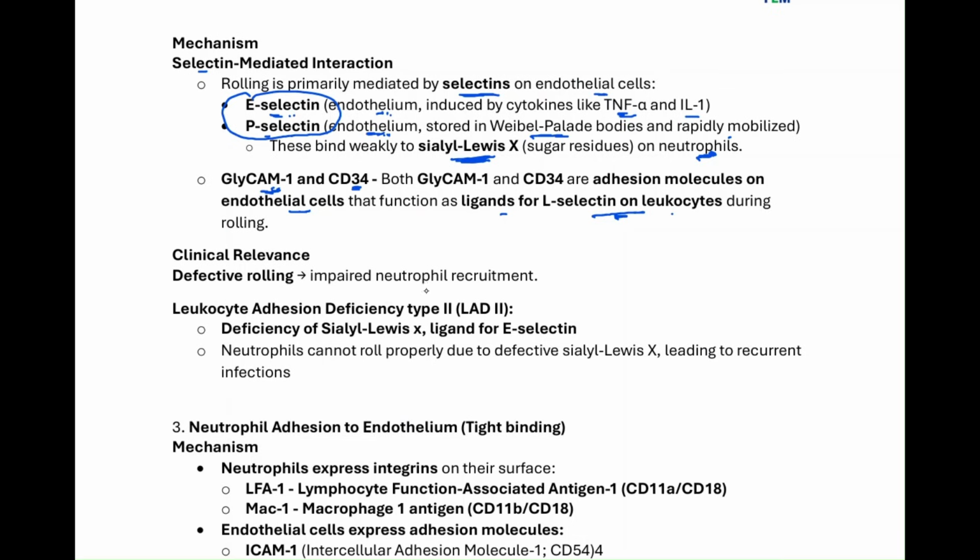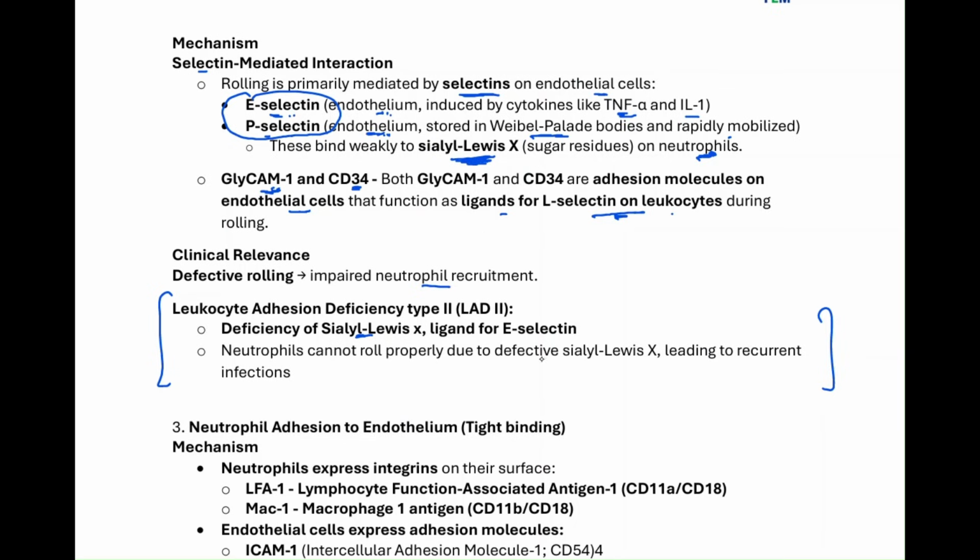That will lead to impaired neutrophil recruitment. And that's why we have to do a chemical correlation here. So there's a disease whereby if you have a problem with your S. Lewis, guys, if the S. Lewis is affected, if there's a deficiency of it, that will lead to a defect or problem with what? Rolling.